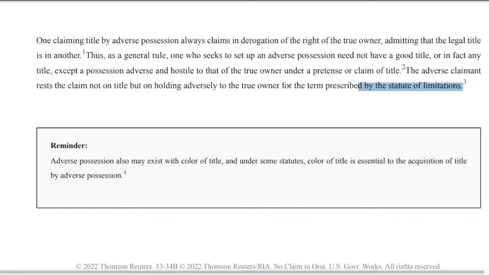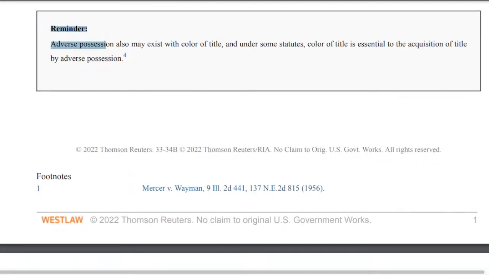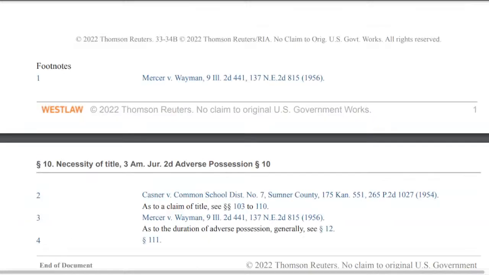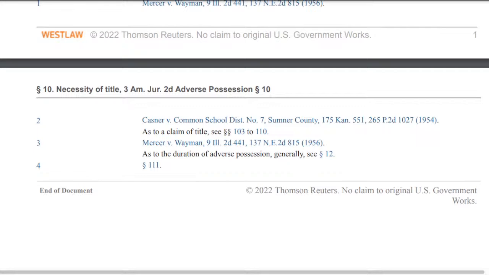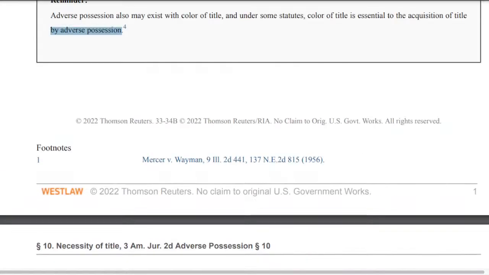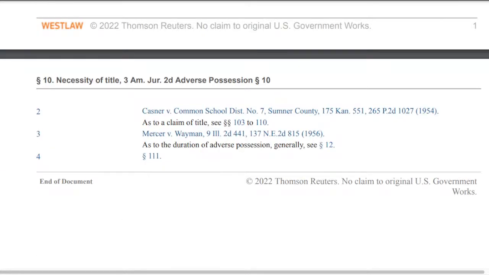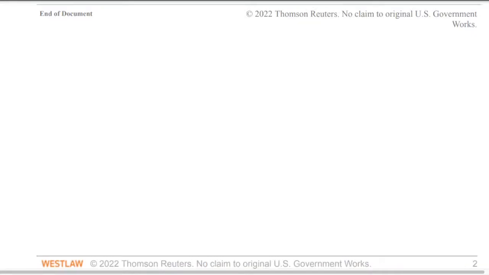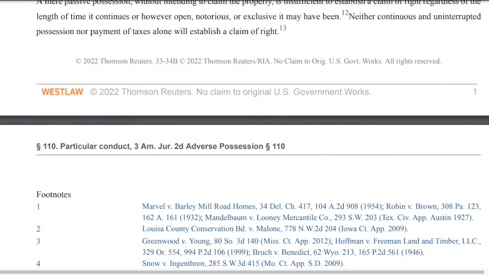Let's move along here. We got a reminder. I love this part in American jurisprudence because they're really keeping you on track here. Adverse possession also may exist with color of title. And under some statutes, color of title is essential to the acquisition of title by adverse possession. So, wow, that's a pretty interesting concept here, and that's footnote 4, section 111. We could check that out real quick. We're on page 25, and we're going to check out section 111. That should be right about here. All right, pretty good.